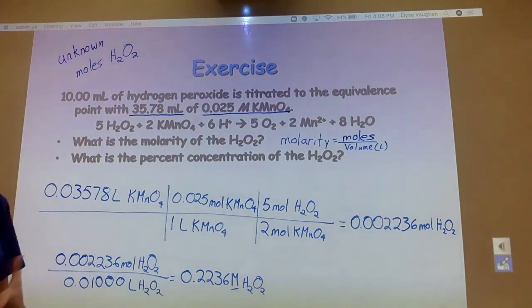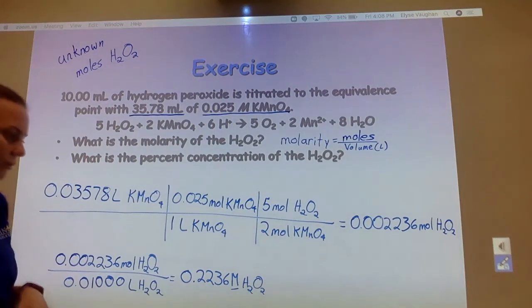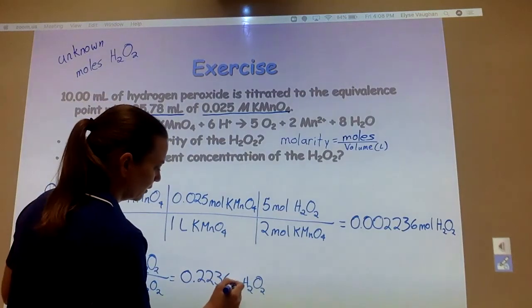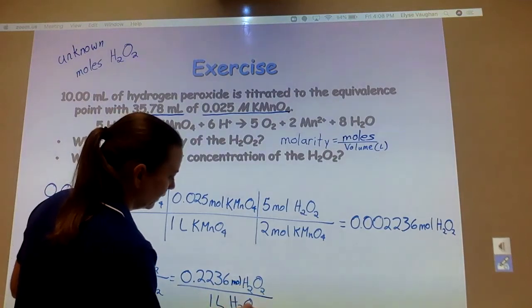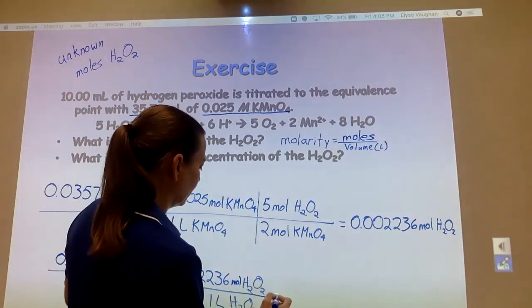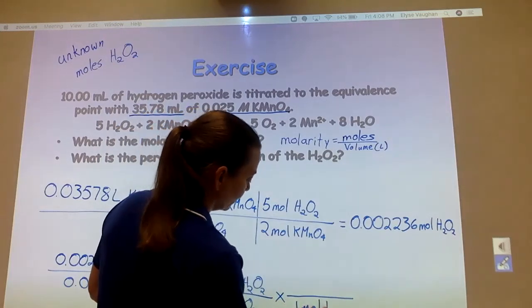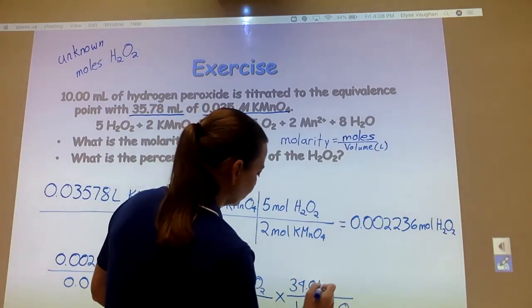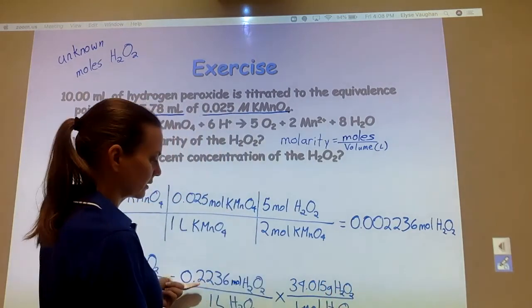going to be in terms of grams of solute per 100 grams of solution. So I'm going to change my molar to moles of H2O2 per 1 liter of hydrogen peroxide. And if I want grams per 100 grams, or grams over grams times 100, then I need to change my moles of hydrogen peroxide to grams of hydrogen peroxide. And that would be 34.015 grams of hydrogen peroxide for every 1 mole of hydrogen peroxide.